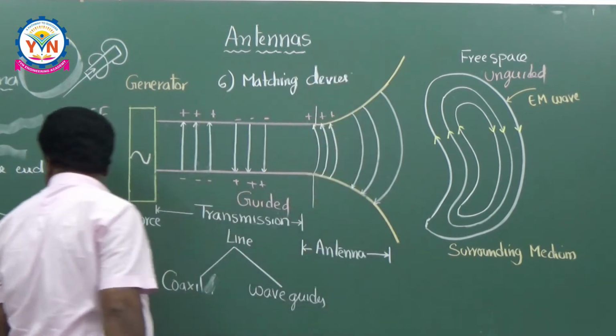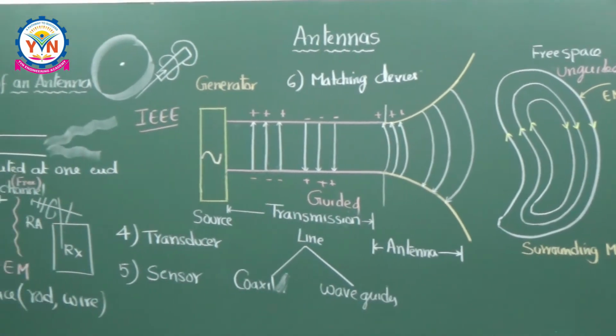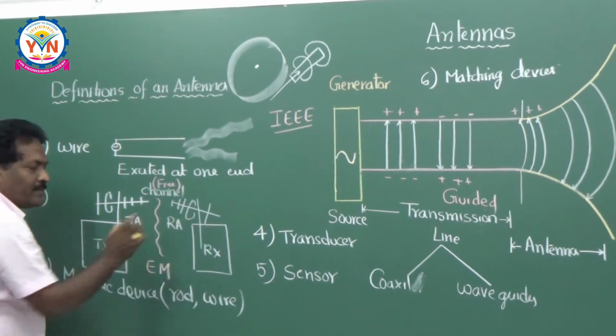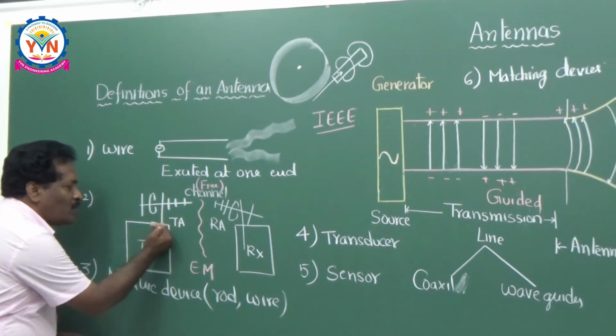Now let me say the communication block diagram once again here. It is a transmitter and it is a receiver. The transmitter is having some output impedance.